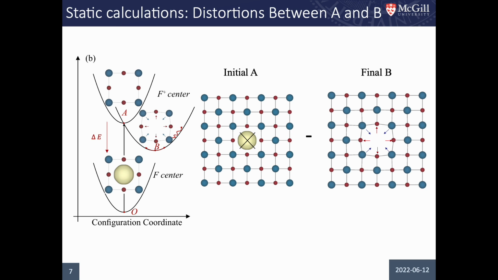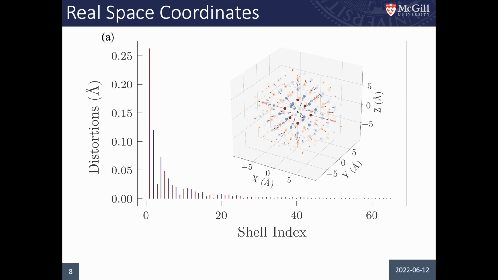Let's first look at results from some static calculations before delving into the molecular dynamics. We want to first see the lattice distortions between the initial configuration A and final configuration B. We can visualize the distortions between the initial and final configurations by plotting the atomic relaxations as a function of shell index from the defect site. From the plots, the first two shells have the most distinguished distortions, with 6 sodium ions moving away from the vacancy and 12 chloride ions moving towards the vacancy, and the displacement could go beyond 20 shells near the vacancy site. Here, the changes of the initial and final states are shown in real space.